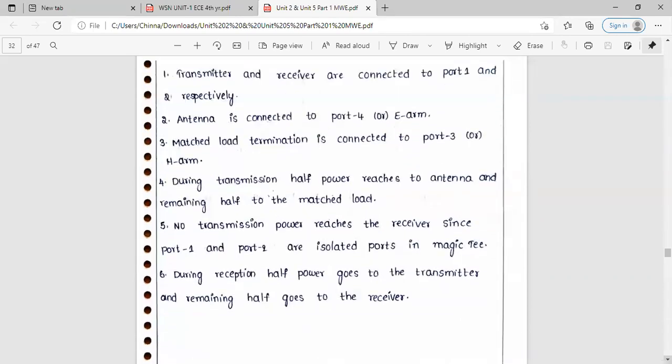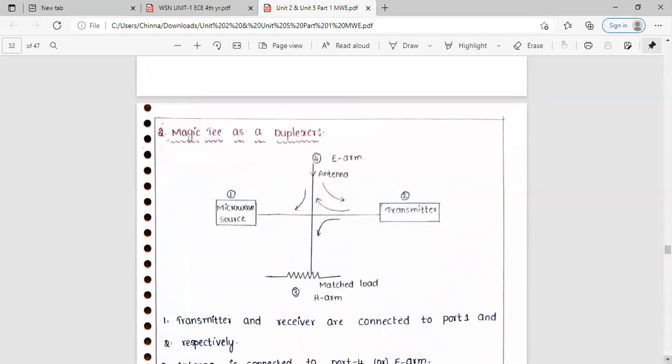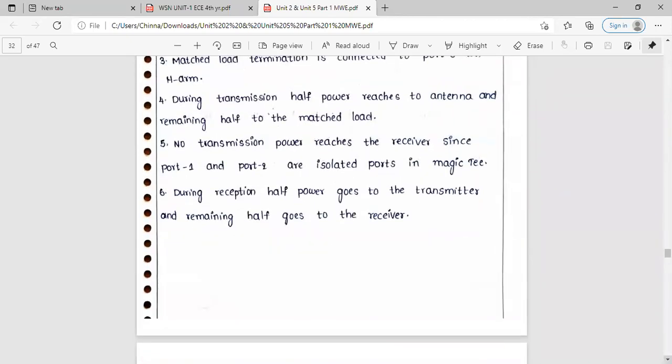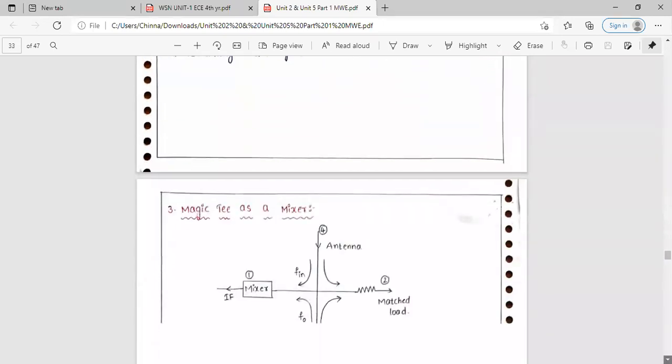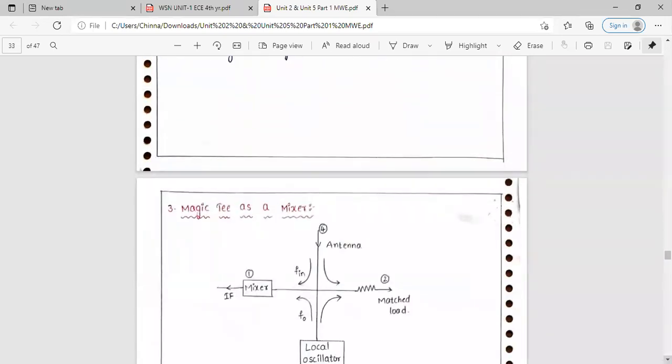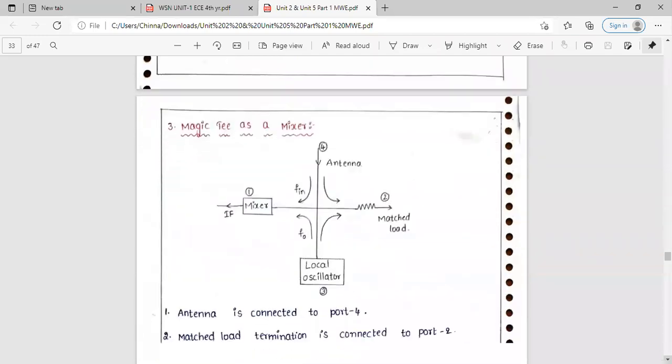While transmitting, we go one way. While receiving, half of the power goes to the transmitter and half goes to the receiver. So when we take the receiving section from the antenna, half of the power goes to the transmitting part and half goes to the receiving part of the signal. This is the duplexer. Both the transmitting and receiving operations are done. So the magic tee is also used as a duplexer.